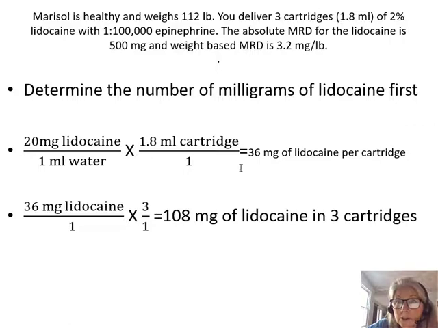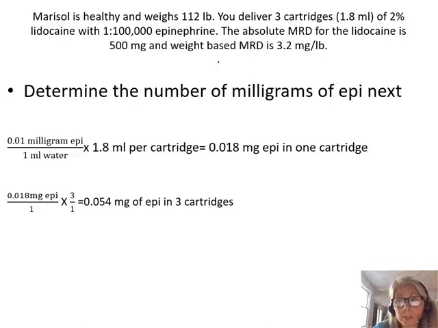How many do we deliver? We've delivered 3. Multiple cartridges, we multiply. 36 milligrams of lidocaine multiplied by 3 cartridges equals 108 milligrams of lidocaine is what Marisol was delivered. But she has a second drug too, milligrams of epinephrine.